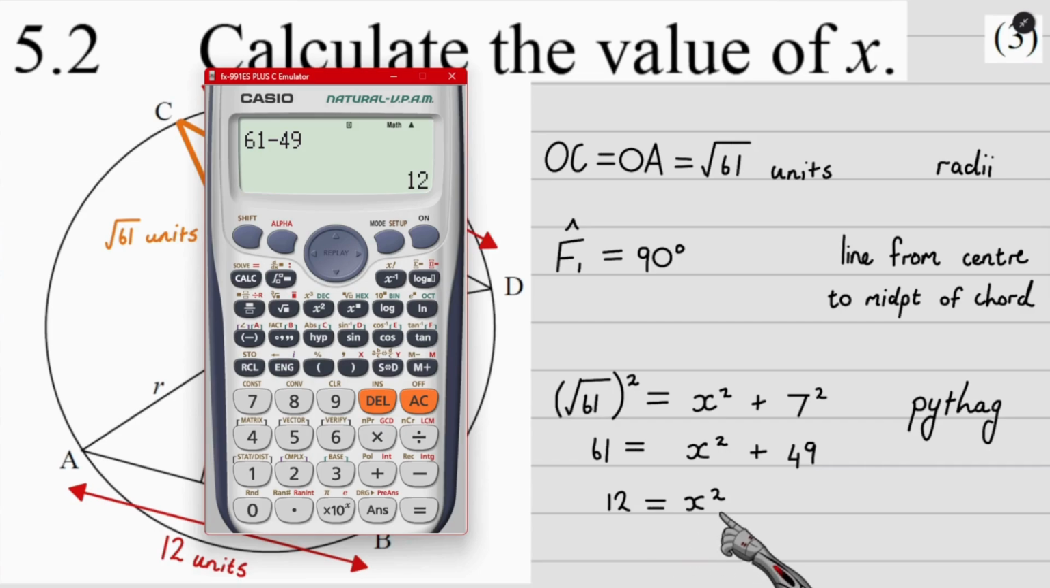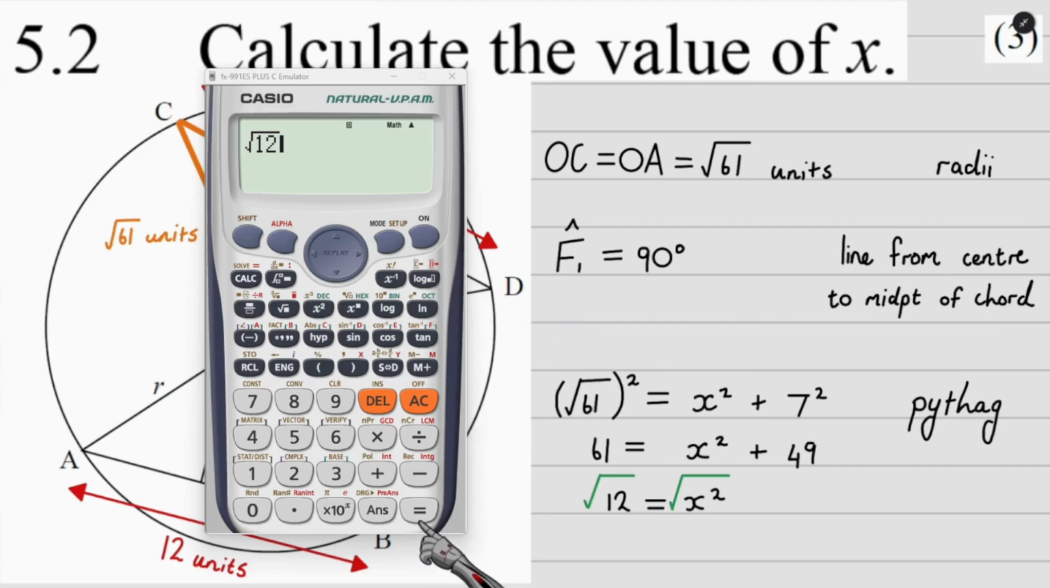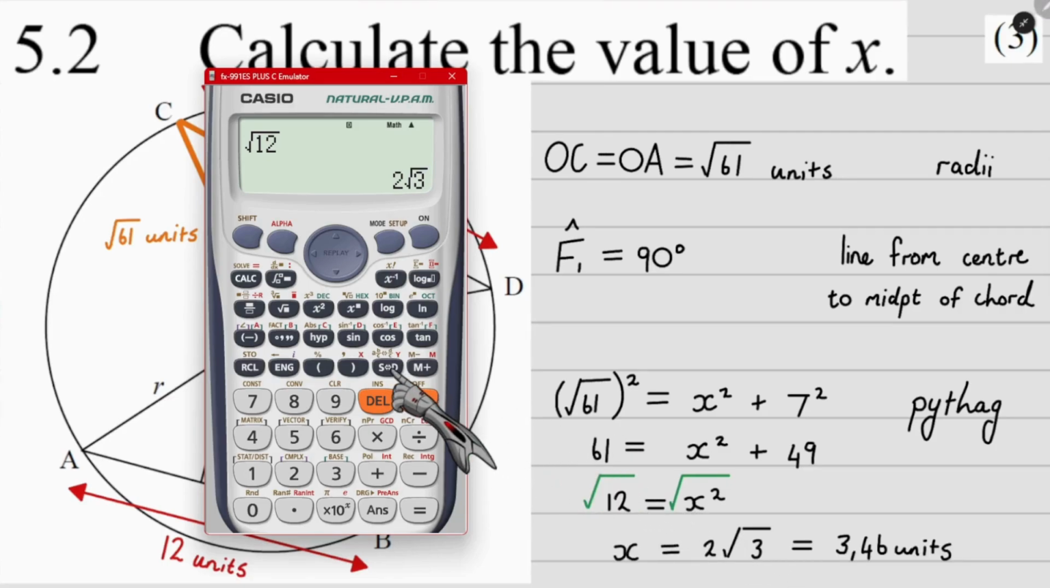Triple check yourself. And now we just need to get rid of that square, and we're going to get that done by square rooting both sides. And then we're going to pop that into our calculator. So if I pop it in, press equals, it gives me 2 root 3. So I can list my answer like that, or I can hit the S to D and list my answer to 2 decimal places. And just make sure whichever one you list, you clap the word units next to it.